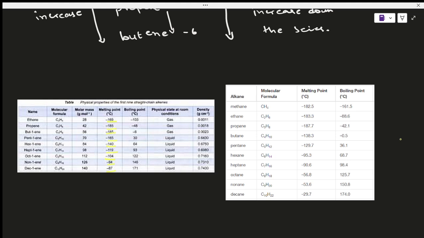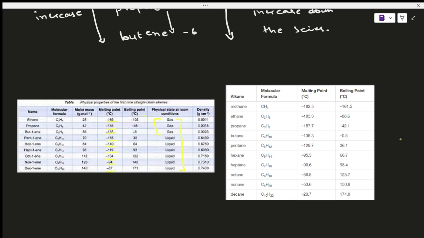Okay, and you can also look at the physical condition at room temperature. So ethene, propene, and butene, these three are gases. Pentene, hexene, heptene, these three are liquid. All of the others are liquid. You might just want to remember these three, that these three are gases at room temperature. And you don't need to remember the density or the molar mass or anything.